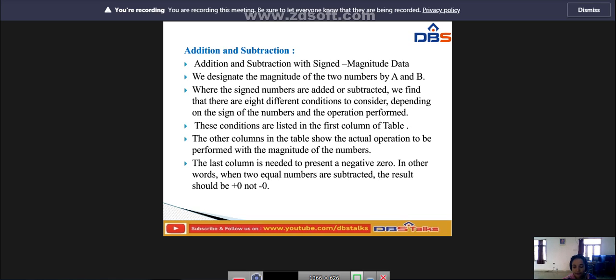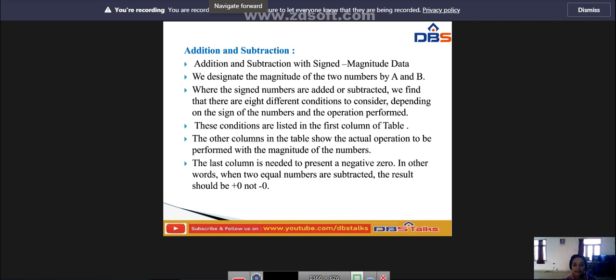Okay, so we designate the magnitudes of 2 numbers as A and B, where the signed numbers are added or subtracted. So whatever the 2 signs we are taking, we are adding the 2 values and subtracting the 2 values. We find that there are 8 different conditions to consider, depending on the sign of the numbers and the operations performed. These conditions are listed in the first column of the table.